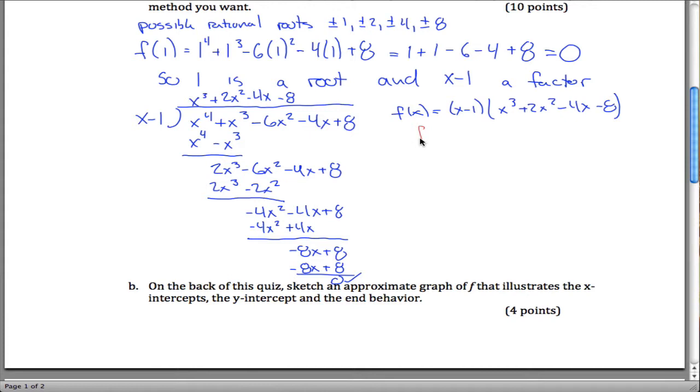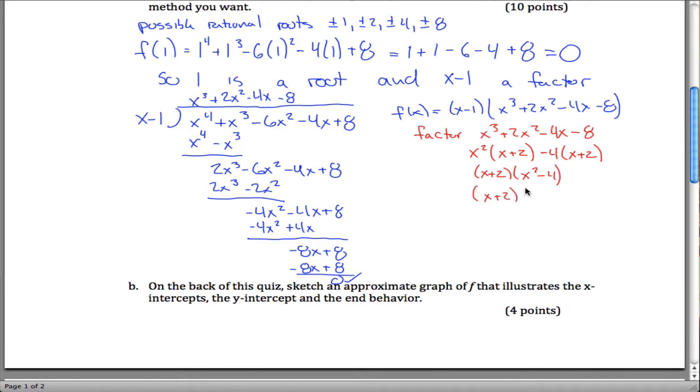And I can now factor x cubed plus 2x squared minus 4x minus 8. 4 terms, I'll try factoring by grouping. I think that'll work. From this first group here, I can pull out an x squared, that's the greatest common factor, and be left with x plus 2. If I want to be left with x plus 2 over here, I better pull out a negative 4. Now I have two terms that both have an x plus 2 in them. So if I pull that out, I get x plus 2 times x squared minus 4.